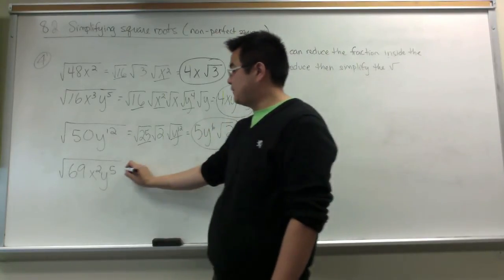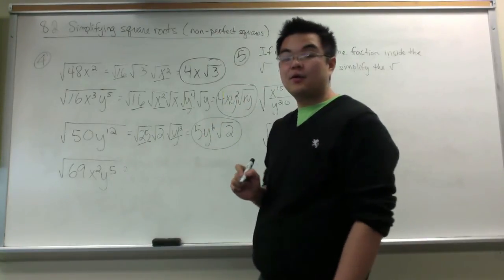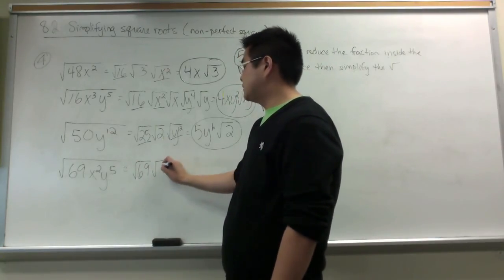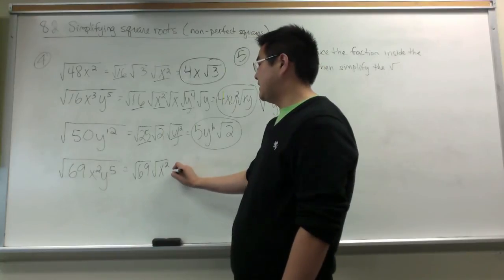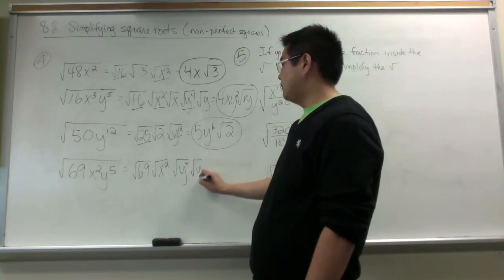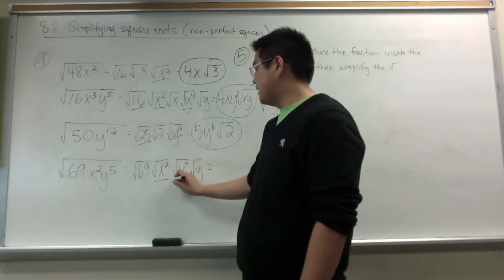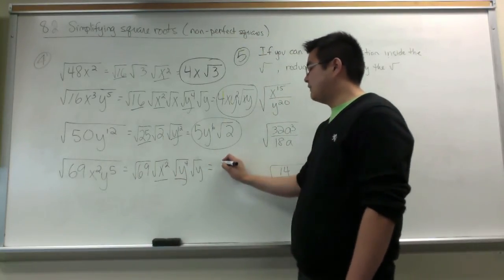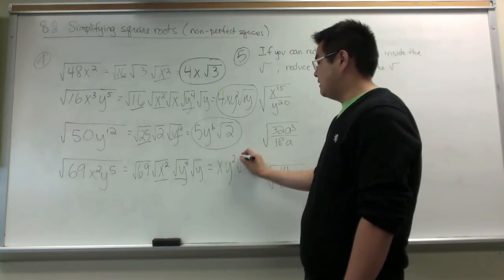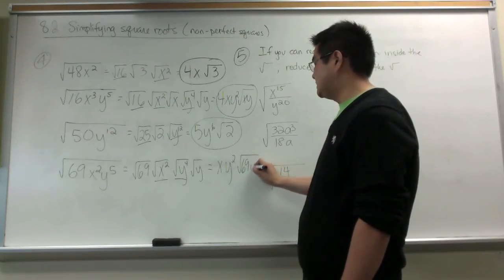In my last example, 69 doesn't have a perfect square factor, so I'm going to leave it at 69. The square root of x squared is a perfect square, so I'm going to leave that alone. Y to the 5th, I'm going to break down into y to the 4th and y to the 1st. Underline my perfect squares, so the square root of x squared is x, square root of y to the 4th is y squared. And then 69y stays inside the radical.